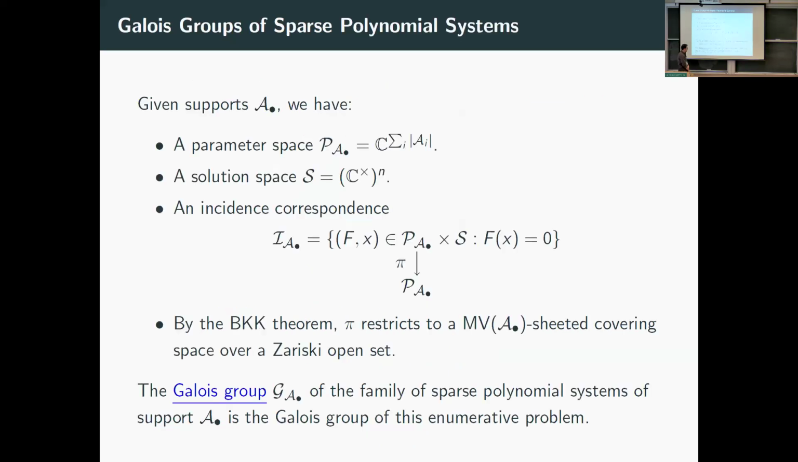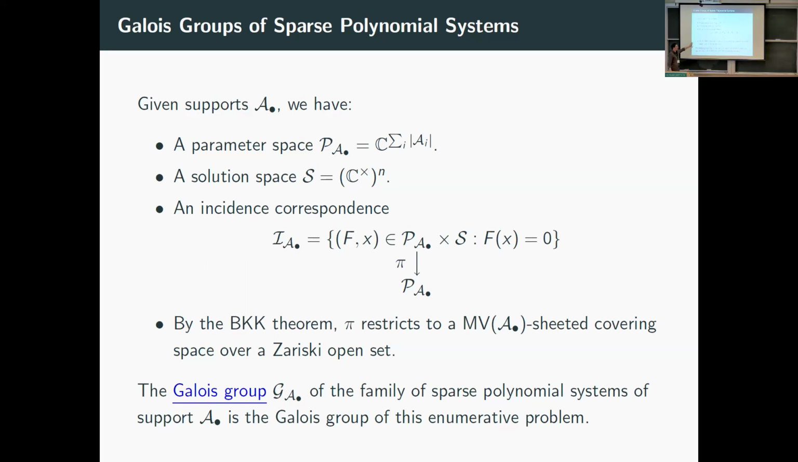So now that we have the setup for an enumerative problem, we can define the object that we want to study, because we have a space of parameters. You should think of this as the space of polynomials of support A dot, or, if you want to think of it as an affine space, as the list of the coefficients of your system. We have a solution space, where we're looking at solutions or zeros in C star to the n. And we have this incidence space of our systems and zeros of the corresponding system. This incidence space projects down to our space of parameters, P_A.